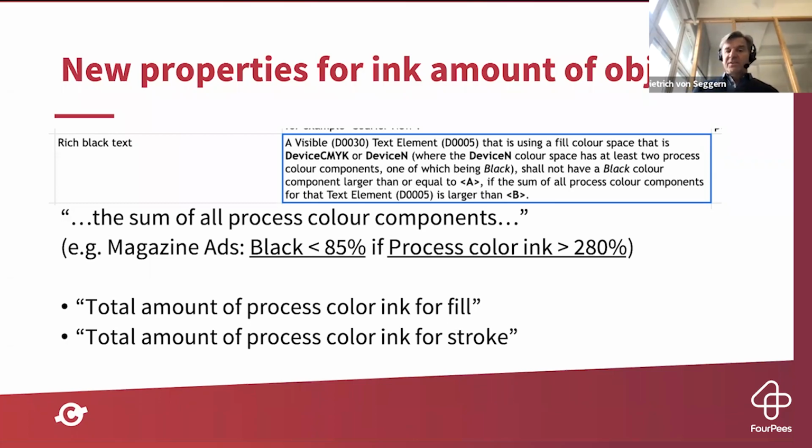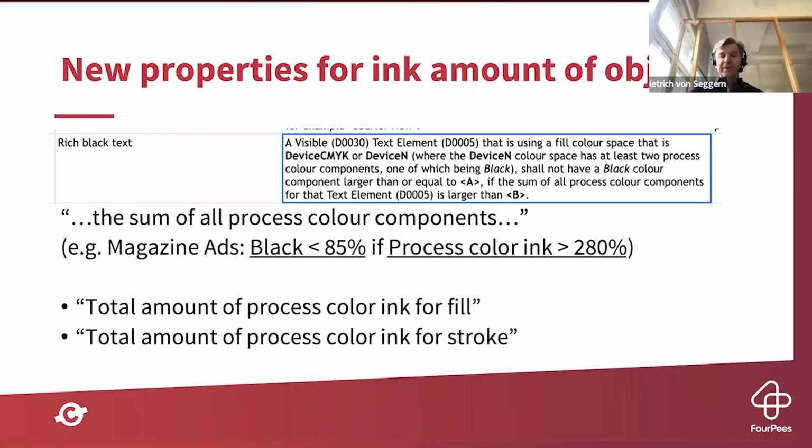So it must not have a black color component larger than or equal to A if the sum of all process color components for that text element is larger than B. So for magazine ads, the black color component of a text needs to be below 85% if the process color ink is above 280%.